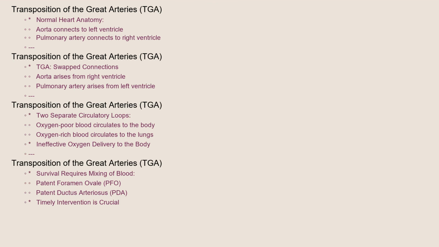In a normal heart, the aorta, which carries oxygen-rich blood to the body, is connected to the left ventricle, and the pulmonary artery, which carries oxygen-poor blood to the lungs, is connected to the right ventricle. In TGA, these connections are swapped. The aorta arises from the right ventricle, carrying oxygen-poor blood directly back to the body. Simultaneously, the pulmonary artery arises from the left ventricle, sending oxygen-rich blood back to the lungs. This creates two separate, closed circulatory loops, preventing oxygenated blood from reaching the body effectively.